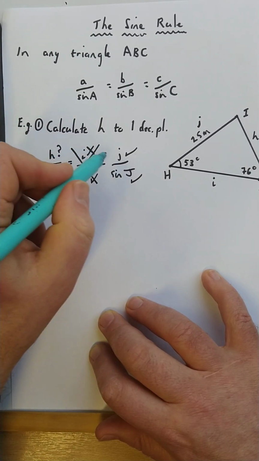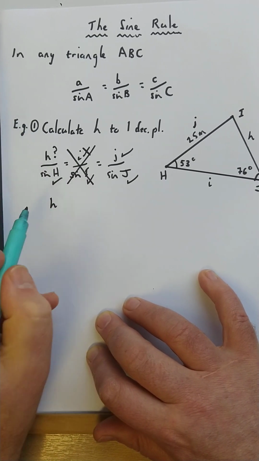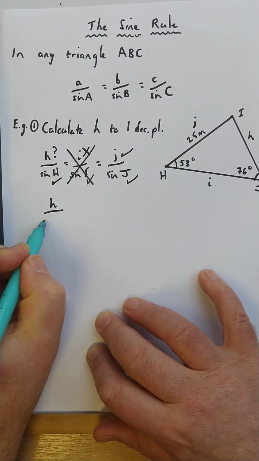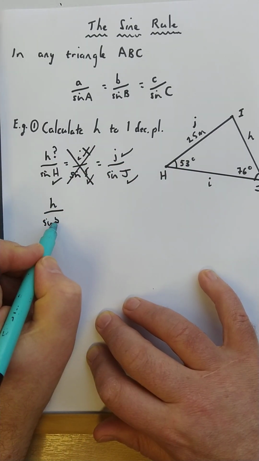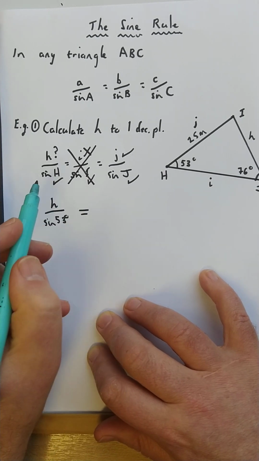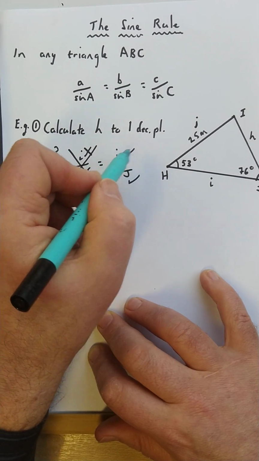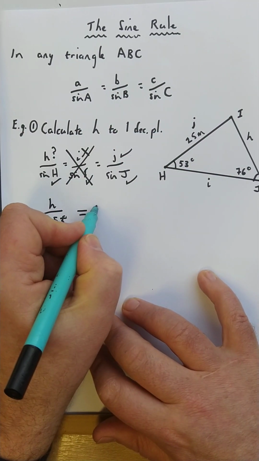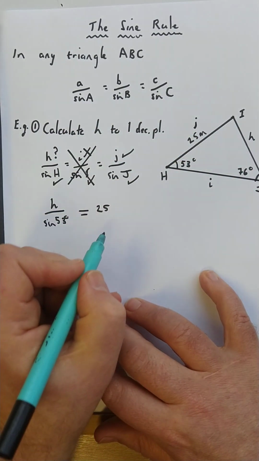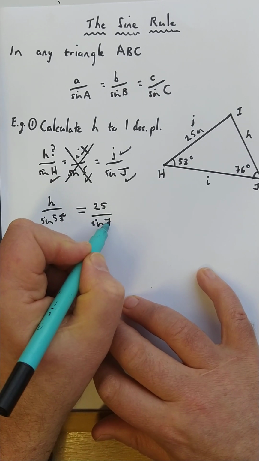So what do I have here? I will now plug in values. h, well, that's what I'm trying to find. So I was going to say side h over sine of angle H, which is 53 degrees. So I'll say that's sine 53 degrees equals, and I can't have three things all equal, but I've ditched the middle one. So my small j, side j is 25, and angle J, 76 degrees, so that's sine 76 degrees.